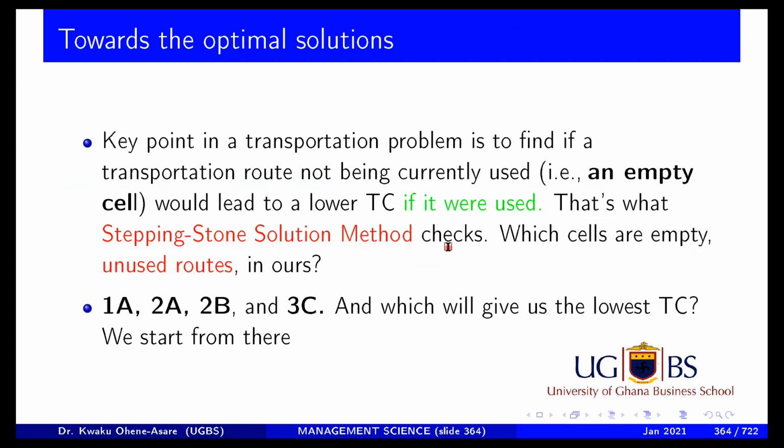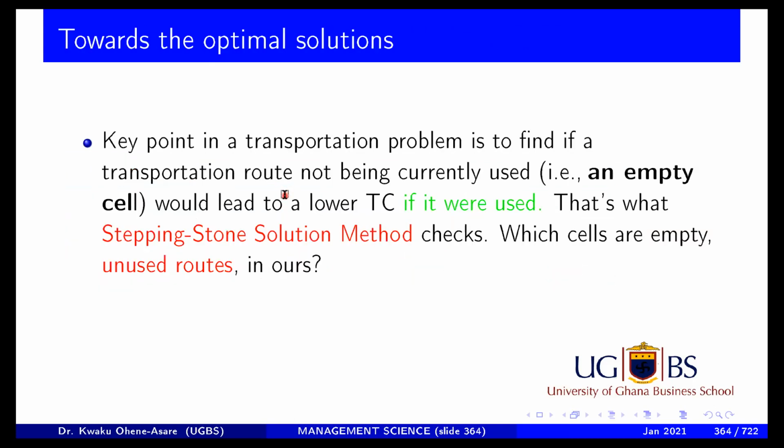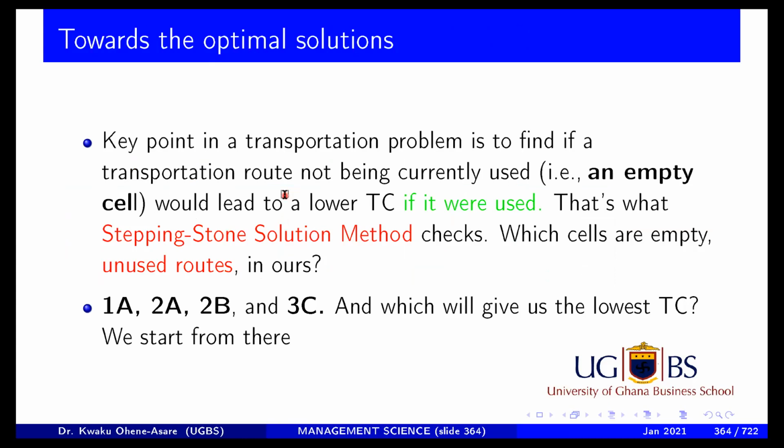Now, tell me which one will give us the lowest cost? When you look at them, which of these will give us the lowest cost? You don't need to raise your hand, just type the answer, because this is a simple answer that you can give. It is 1A. The 1A is the one that will give us the lowest cost. So that's where we are going to start from, and look at how we start from there. This is what we do.